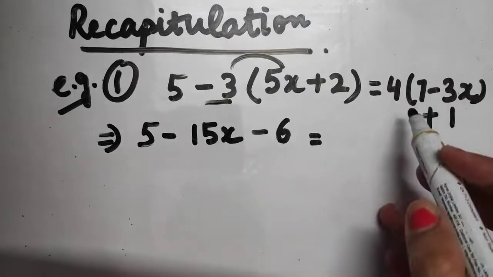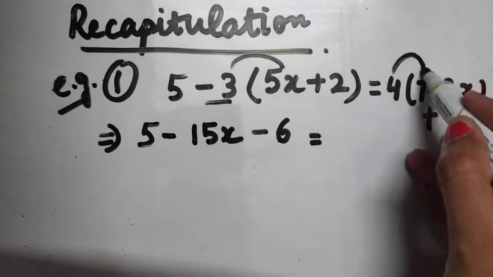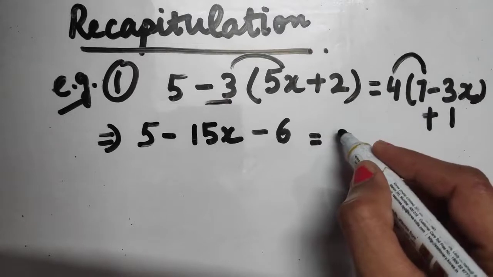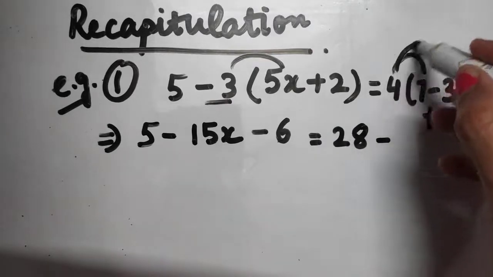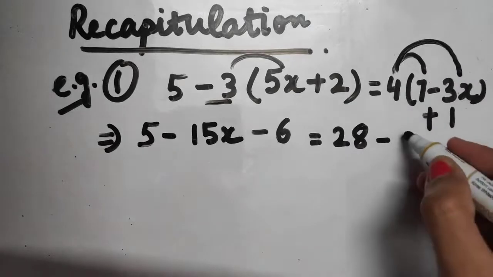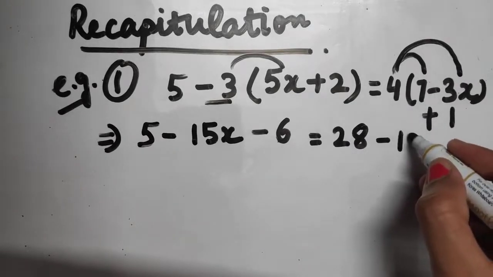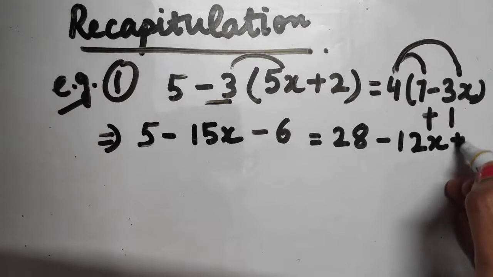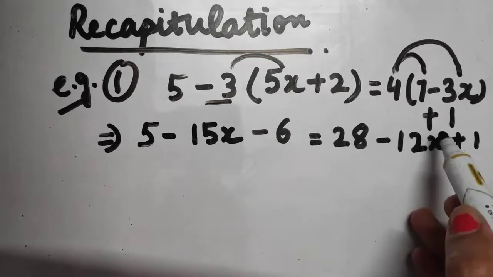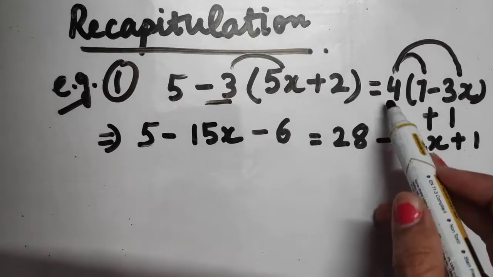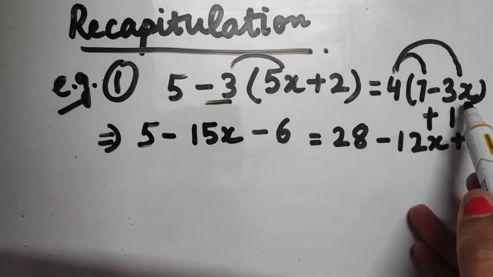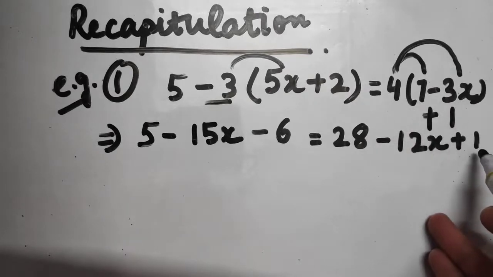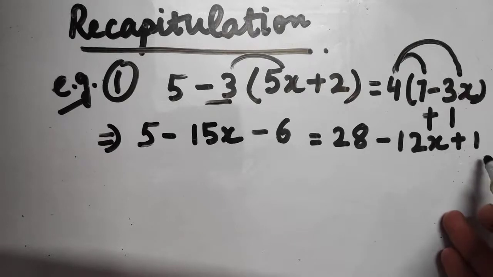Now, I am solving the right hand side. 4 is to be multiplied by 7, that is 28, minus 4 is to be multiplied by 3x, that is 12x, plus 1. Dear children, I have not multiplied this 1 by 4 because only 7 and minus 3x are inside the bracket. This plus 1 is outside the bracket, so it will remain plus 1.